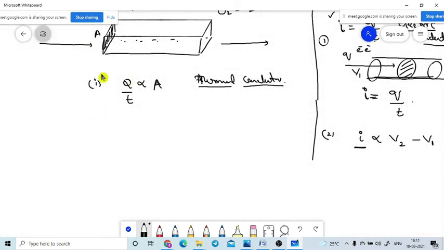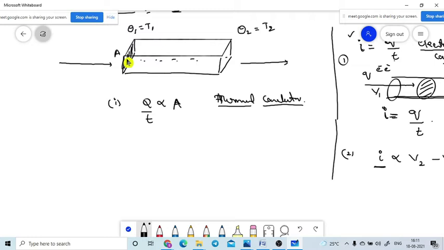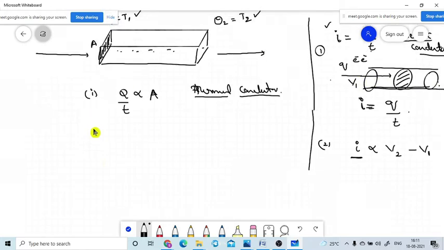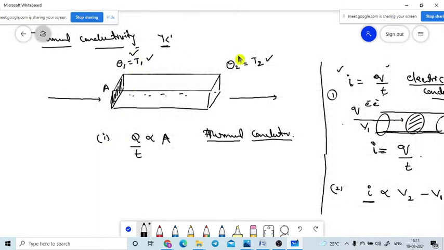thermal current, conduction current, will be flowing through this material. Here is the temperature T1, here is the temperature T2. That means more potential energy must be here, less potential energy must be here. From higher potential to lower potential, the electric charge flows. In this case, the temperature is more here and less here. The thermal current flows from higher temperature to lower temperature.